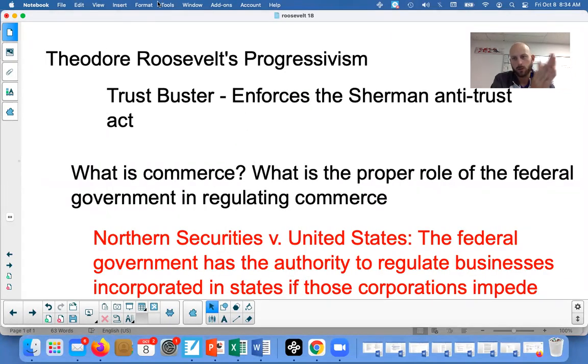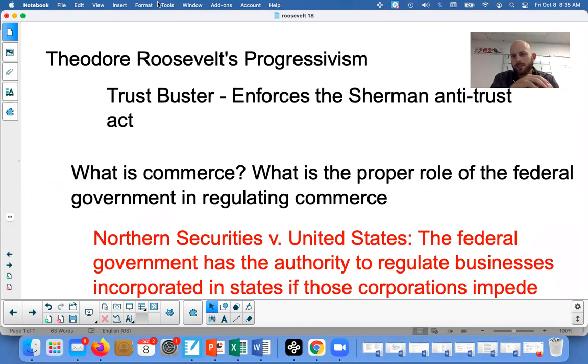Roosevelt first and foremost was a trust buster. So he's going to go after big business in a way that no president has done before, and he's going to do this through the Sherman Antitrust Act, which was originally passed in the late 1800s and was used against unions. Nonetheless, the law is on the books, and so he's going to go after that, which leads us to some of the bigger questions, right? Which is, what even is commerce?